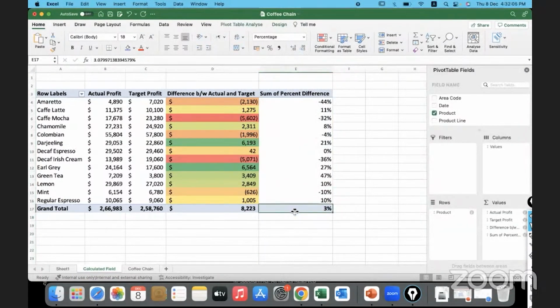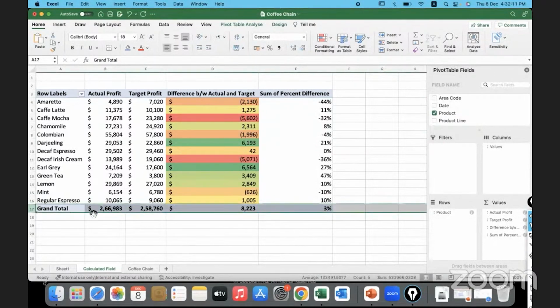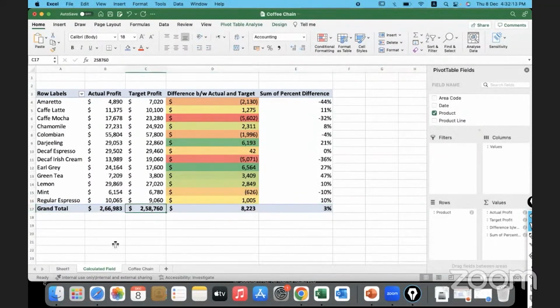And what is the final thing? 3%. Right, that is also interesting, no? That is with respect to the grand total. This is the overall expectation. All the products combined together, this was the expected profit. All the products collectively have given 266K, approximately 267K as the profit. So were we able to reach the overall target? Yes. By how much? 8,233. So overall, it is on the profit side.